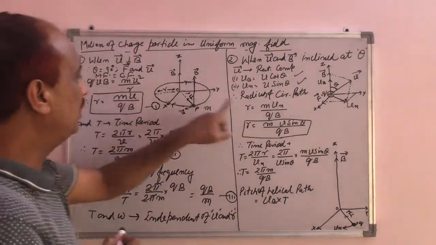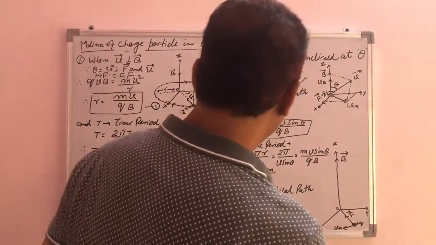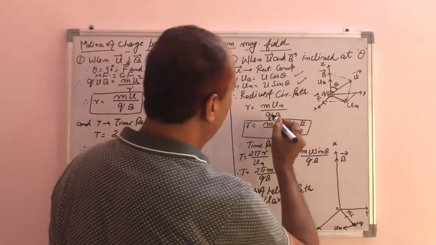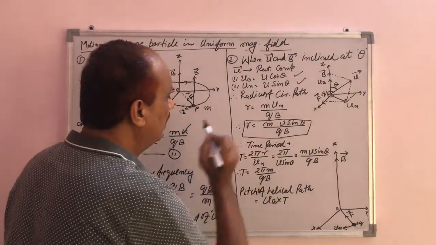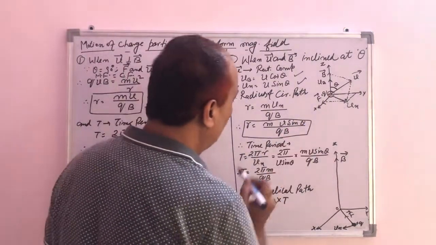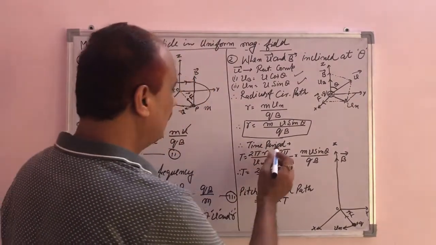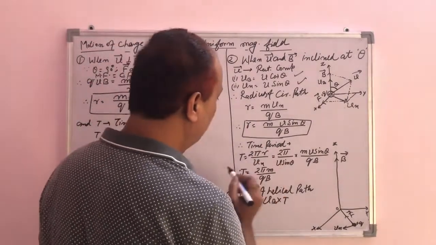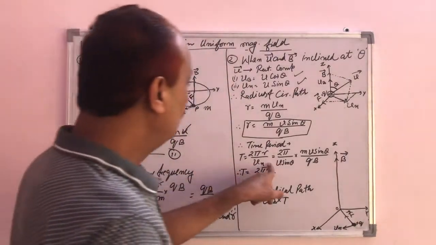This v is replaced by Vn, that is the normal component of the velocity. So that is mVn upon qB, and again from this formula we can find out the value of the radius of the circular path, R equal to mv sin theta upon qB. Similarly, we can find out the time period, that is T is equal to 2 pi R upon again Vn. Again this v is replaced by here Vn.